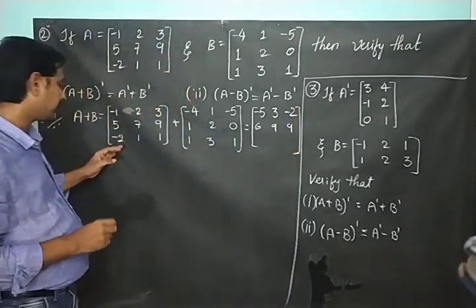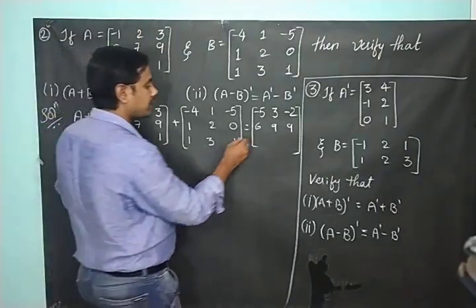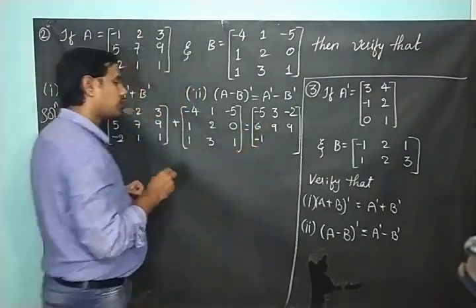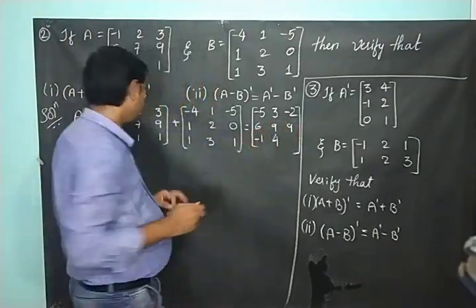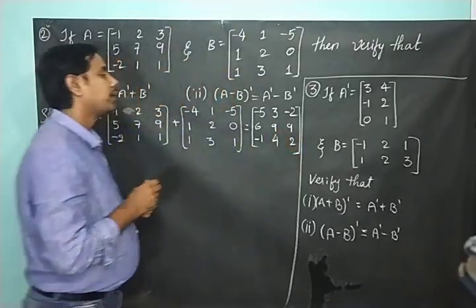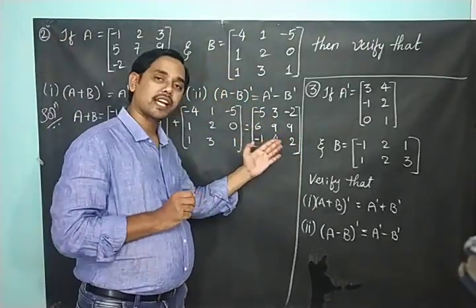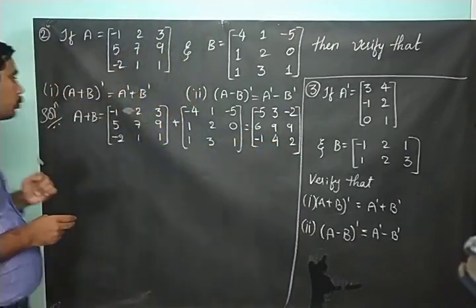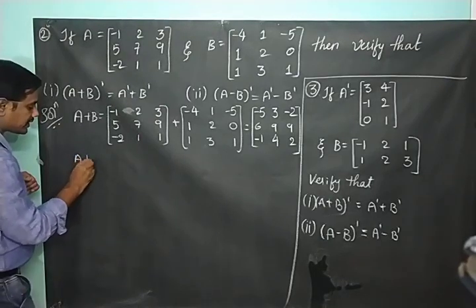Right? And in the third row what will we get? Minus 2 plus 1 is minus 1. 1 plus 3 is 4. 1 plus 1 is 2. So what is the value of A plus B we got? Minus 5, 3, minus 2, 6, 9, 9, minus 1, 4, 2. Right?